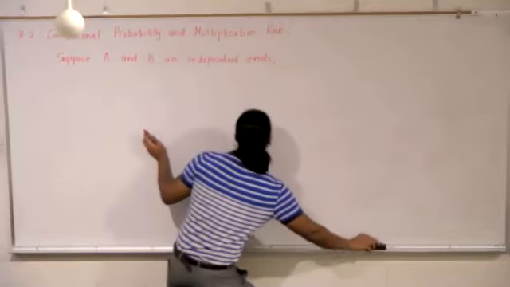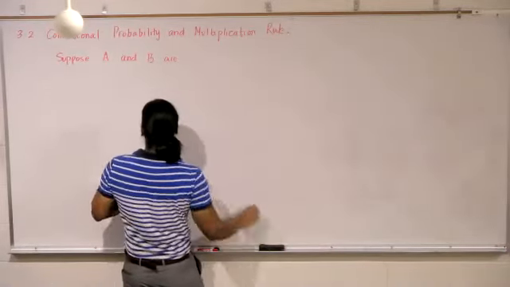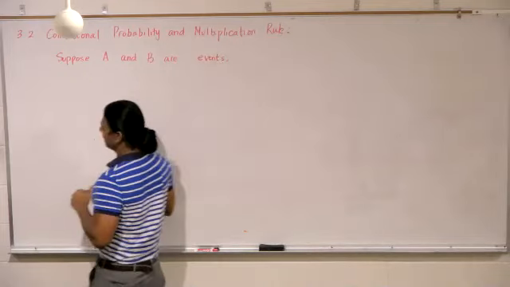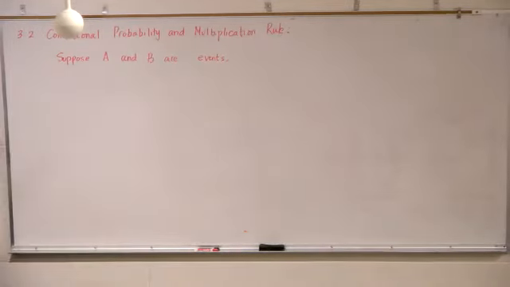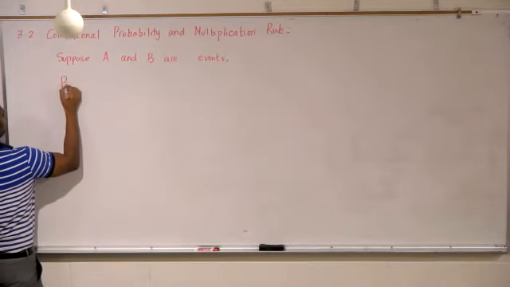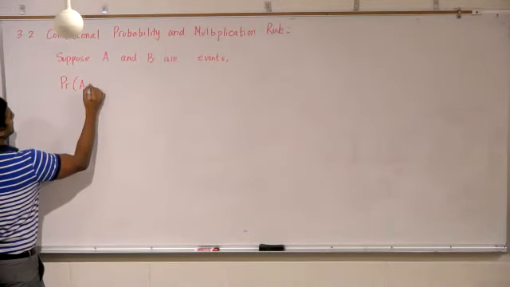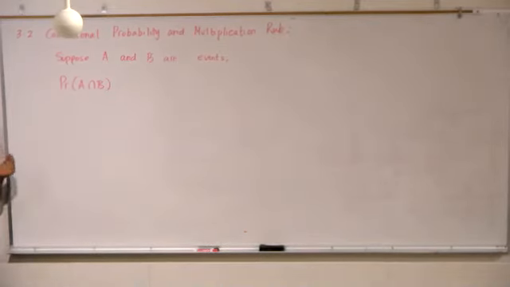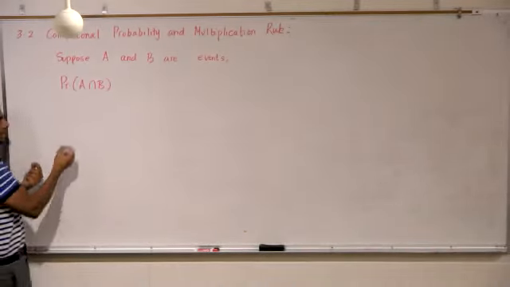Suppose A and B are events, and we want to find the probability that A and B would occur simultaneously. The inverted U means A and B occurring simultaneously.